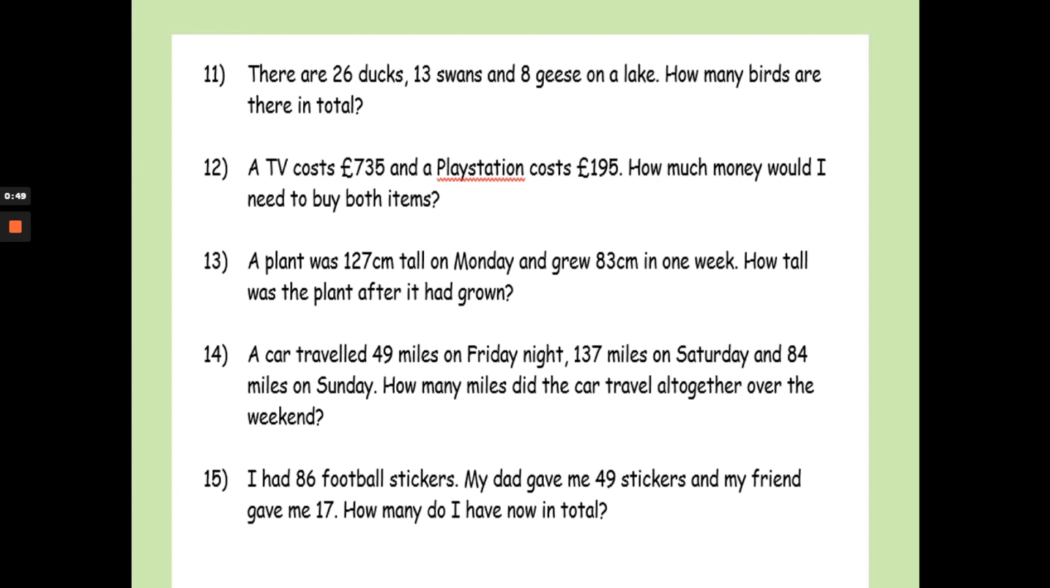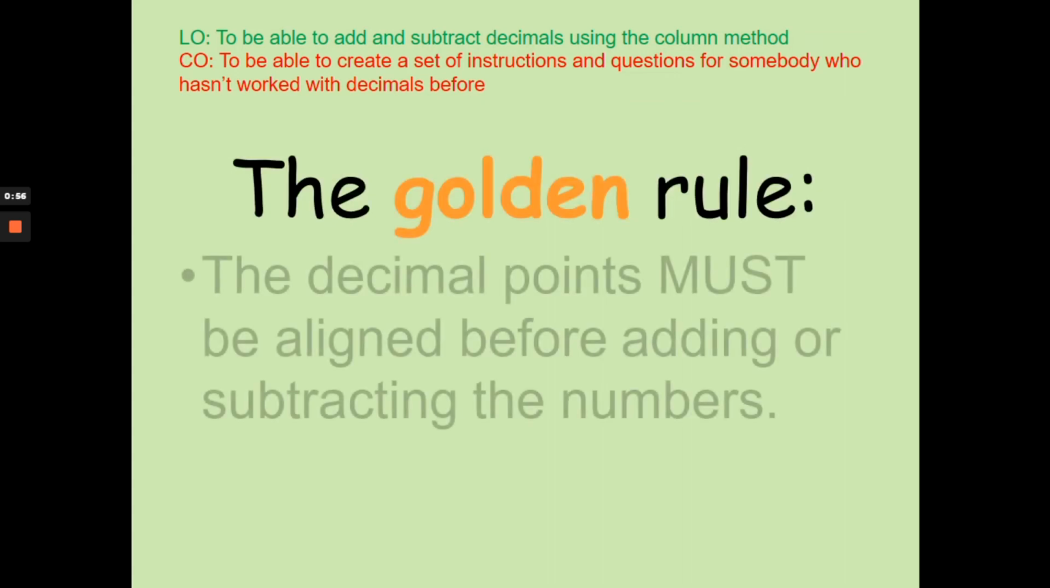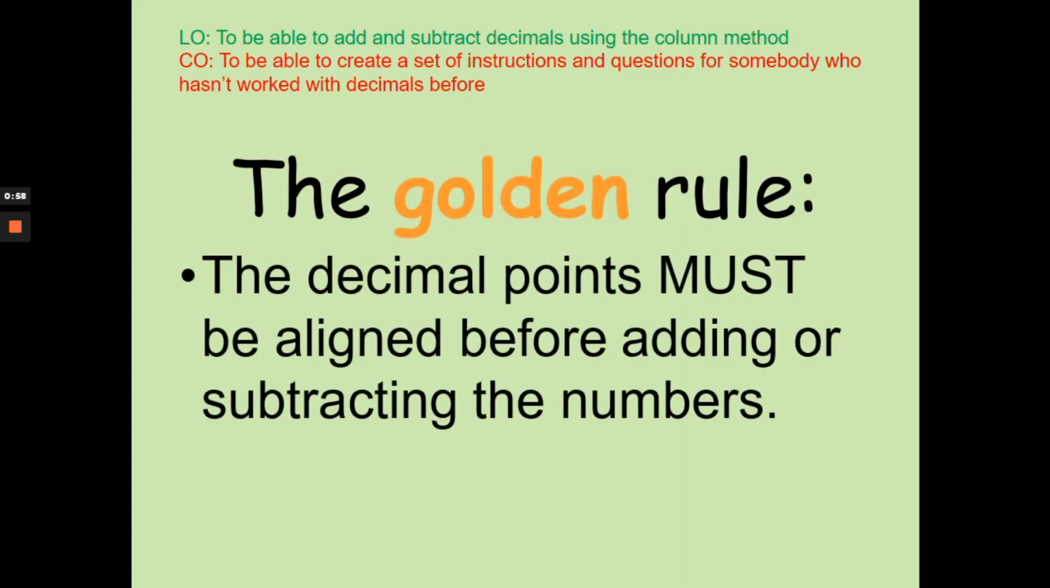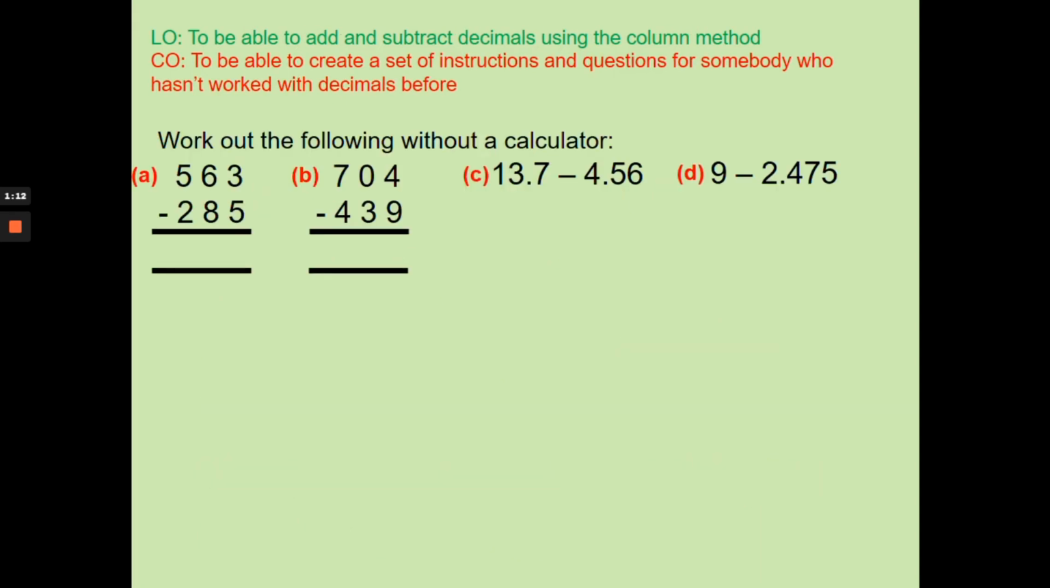Okay, we're now going to move on to subtraction of decimals. And again, the golden rule: the decimal points must be aligned before adding or subtracting the numbers. And if you need to, you can add something called a placeholder 0 in to help. So 0 doesn't count for anything. If it just keeps things in line for you, you can add a 0. So work out the following without a calculator.